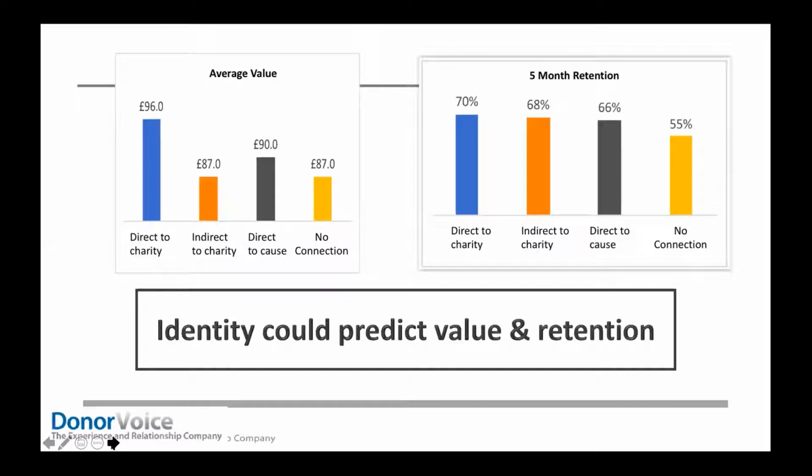And this is even before we did anything to reinforce this identity. We captured the identity as they became monthly supporters, and we just watched what they did for 5 months. And we saw a difference in value and retention rate. But there is opportunity to further increase value and retention rate by creating tailored journeys for these different identities and giving copy and offers that will match it.